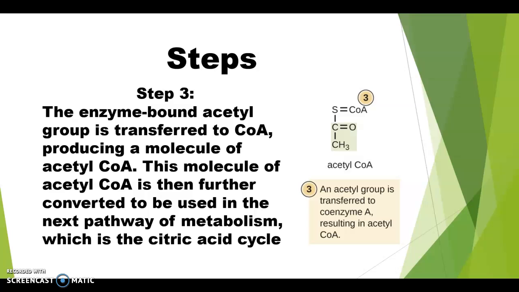Step 3. The enzyme-bound acetyl group is transferred to CoA, producing a molecule of acetyl-CoA. This molecule of acetyl-CoA is then further converted to be used in the next pathway of metabolism, which is the citric acid cycle, or the Krebs cycle. And again, I have the photo broken down to the right.